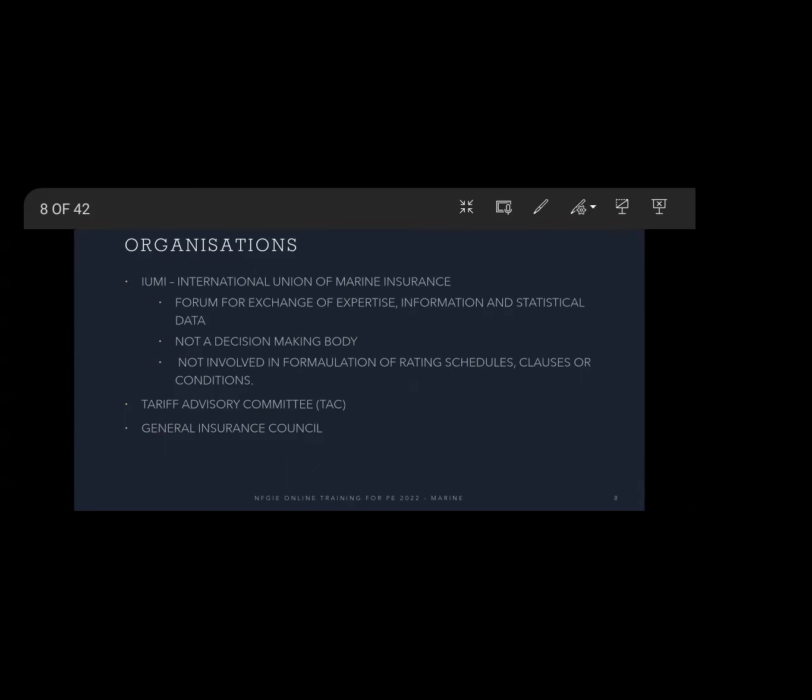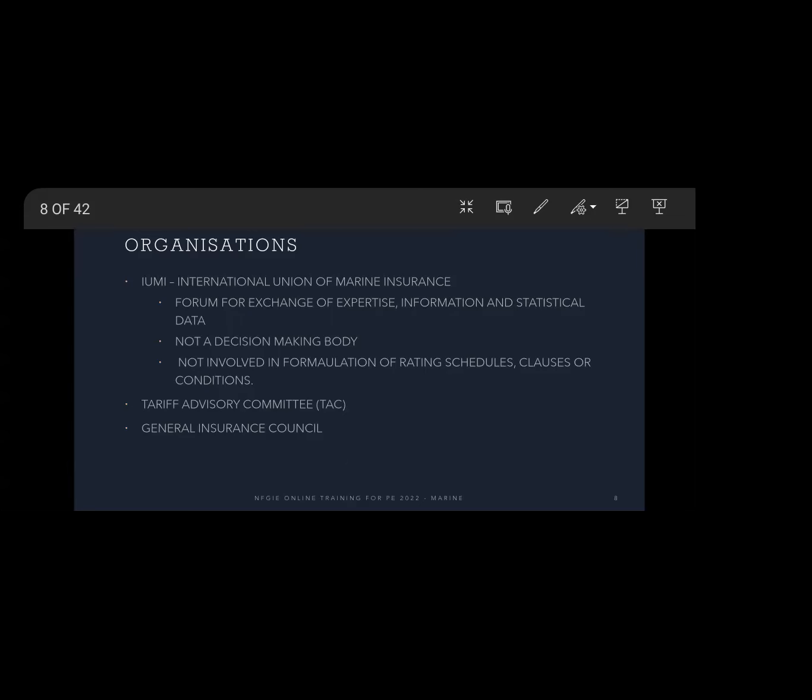We also have another forum called IUMI, the International Union of Marine Insurance. This forum is a forum for exchange of expertise, information, and statistical data. It is not a decision-making body, and it is not involved in the formulation of any rating and schedules. But people from various insurance companies come together in this forum to discuss various facets which might affect their business.